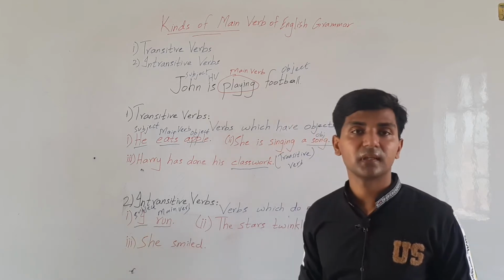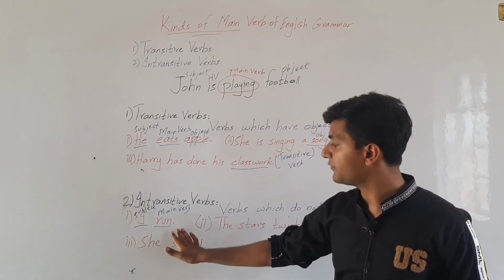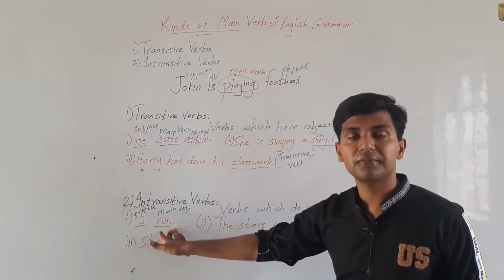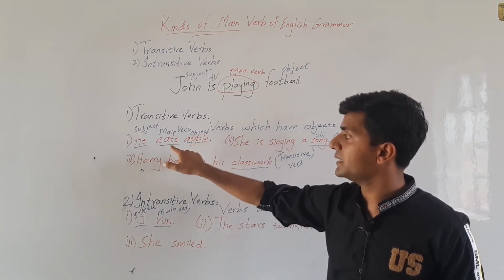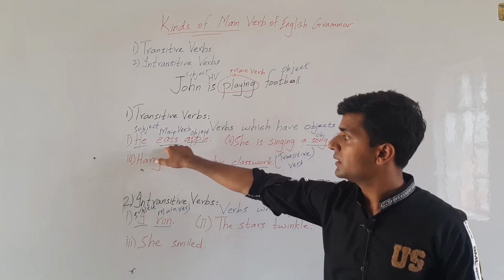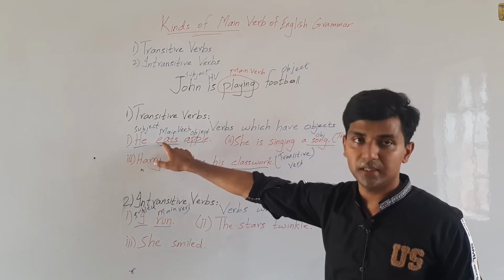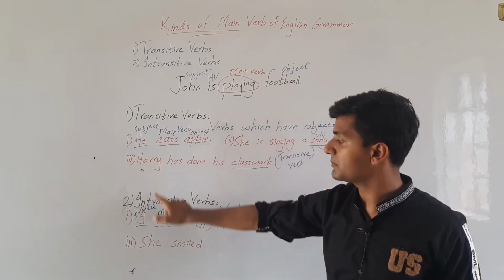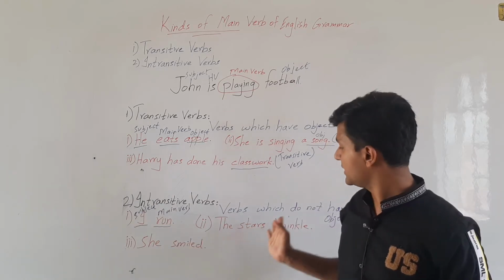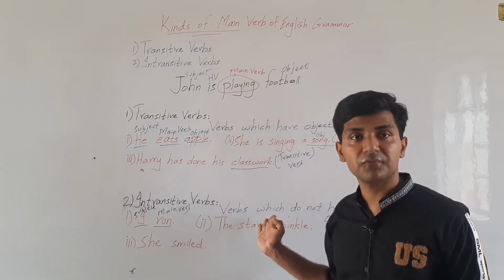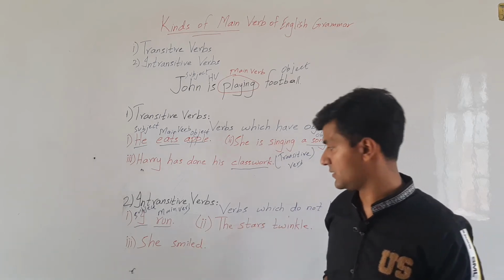I run. Dear fellows, have you found any object after run? Here in the earlier sentence, apple is the object written after the main verb eats, but here there is no object. So it is without object, and by definition the verbs which are without objects are intransitive verbs.